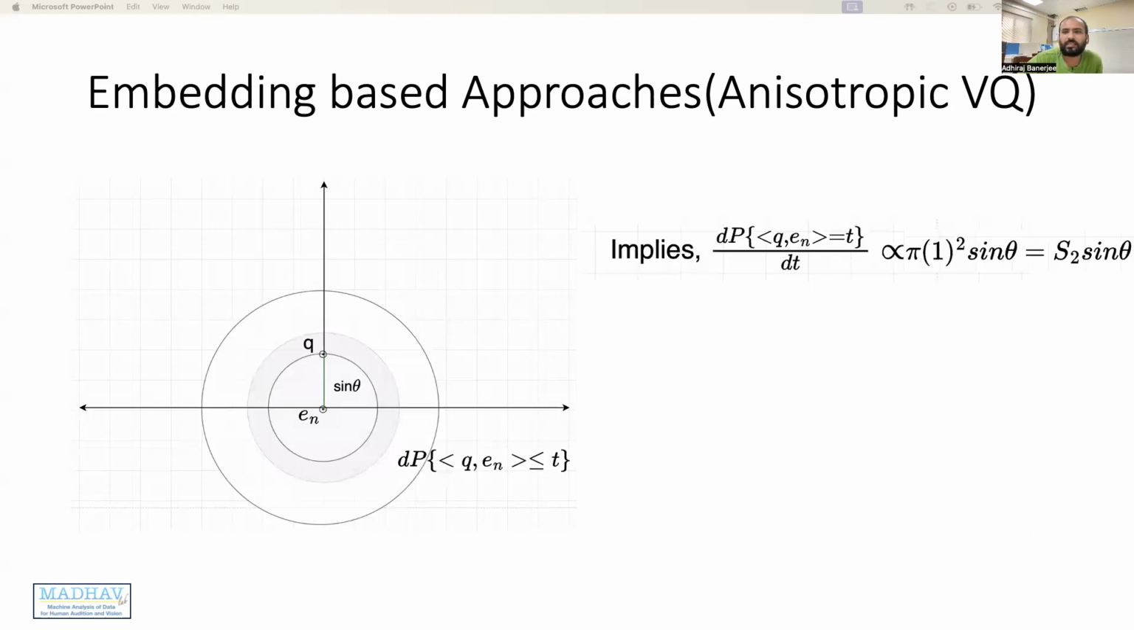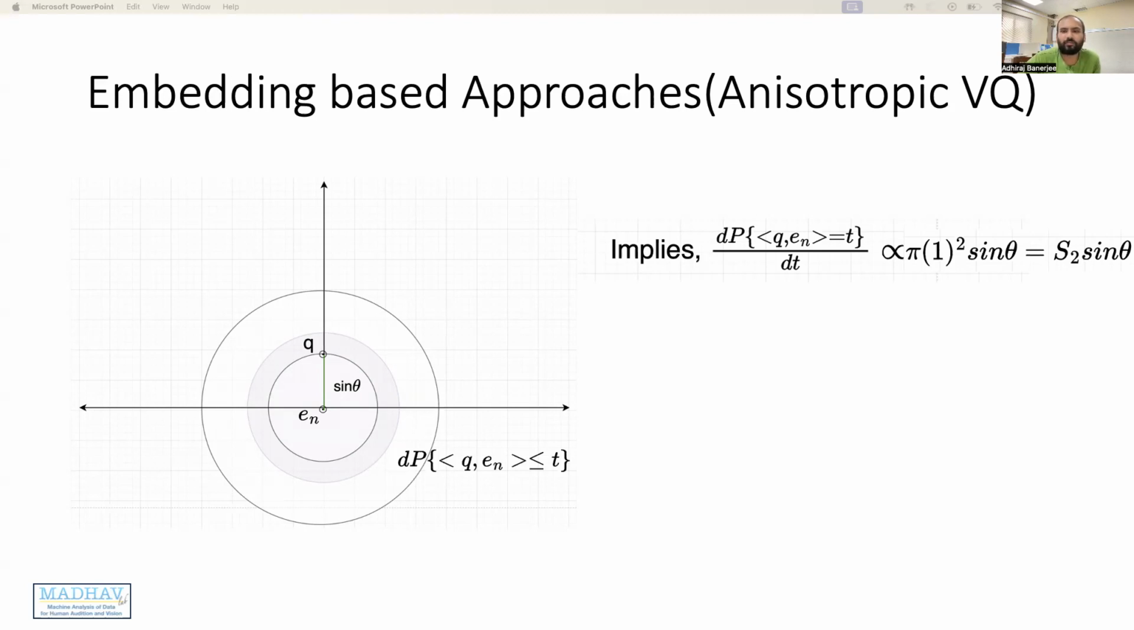This implies the change in the partition of queries for which the inner product is equal to T is proportional to the circumference of that circle with radius sine theta, or pi times radius, which is sine theta. So pi times sine theta. Now we can write this term as the product of the surface area of the unit circle and sine theta.